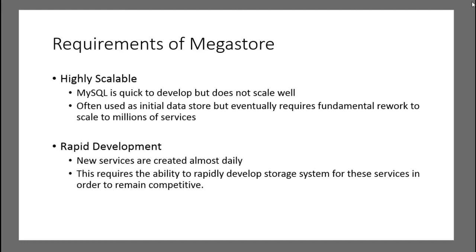Megastore also needed to support rapid development because every year we hear about some new internet application that's going to revolutionize some facet of life. Megastore needs to be able to keep up with that pace of development. If a new system is developed every year, that means Megastore needs to be developed within a year. If it takes 5 years to develop the data storage system for a particular application, that's just too long. Your competitors are going to overtake you. So Megastore needs to be simple and quick to develop.